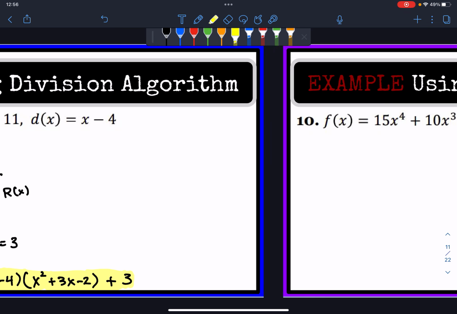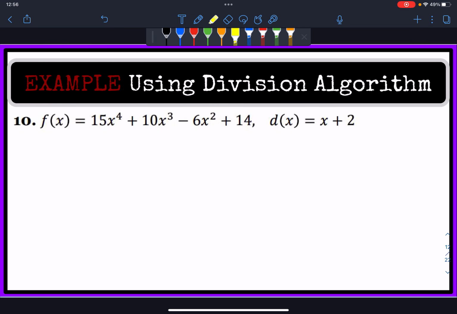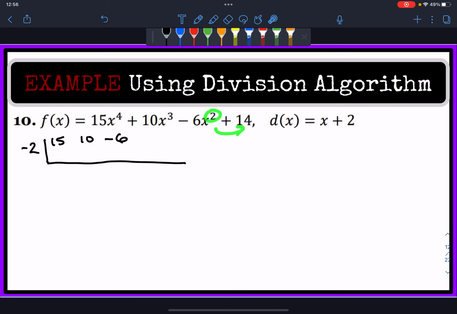Let's see. You try this next example by yourself. Use the division algorithm to write f of x as the product of d of x times q of x plus a remainder. Let's check your work. So we're going to write negative 2 on the outside. We have 15, 10, negative 6. But notice that we skip from x to the second power to our constant. We don't have an x to the power of 1. So that means we're going to have to use 0 as a placeholder for that. And then 14 at the very end.